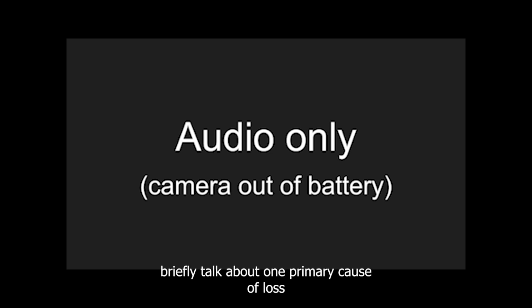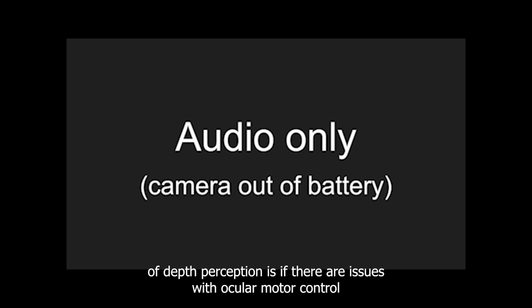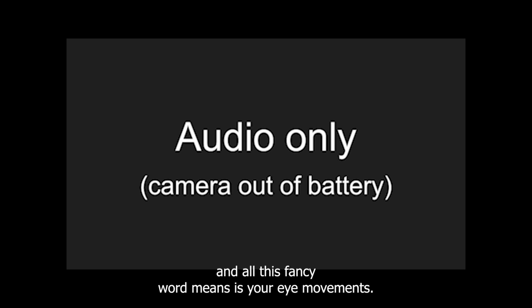But next, we'll briefly talk about one primary cause of loss of depth perception, which is issues with ocular motor control. All this fancy word means is your eye movements. Our visual system is designed to try and keep the visual image stable and centered on that clearest part of our retina. We have 6 eye muscles. They work together in order to move what you're looking at from one place to another, to follow something that's moving, and to bring something close to your face and have it stay in focus.